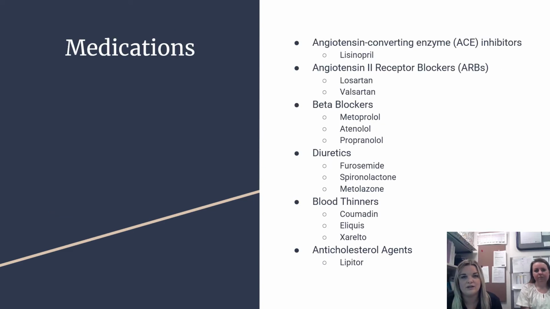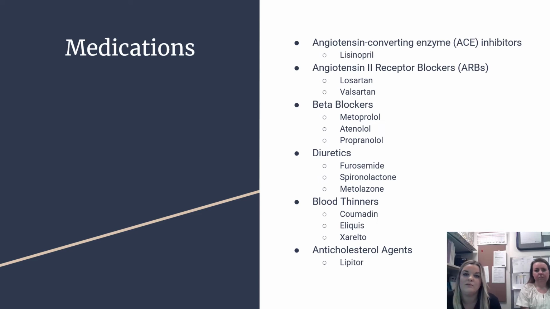While the patients are going through surgical interventions, or even after their surgical interventions, these patients are going to be on a lot of medications. Some of the medications that they will be on would be ACE inhibitors, such as lisinopril. ACEs help to relax the veins and arteries to lower the blood pressure by preventing the body from producing angiotensin II. Angiotensin II receptor blockers, or ARBs, like losartan or valsartan, are medications that allow the arteries and veins to dilate to also reduce the blood pressure.